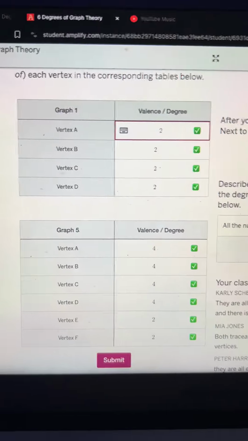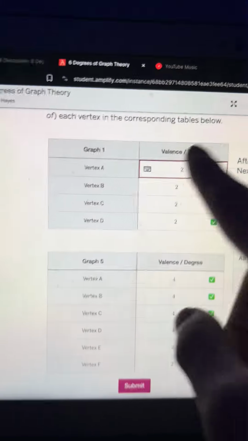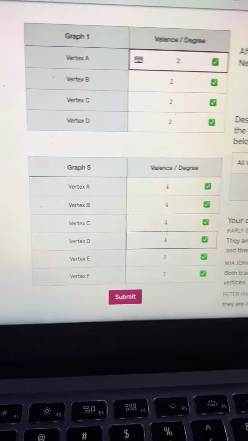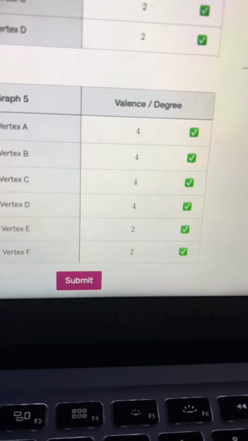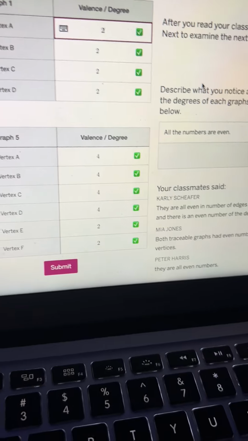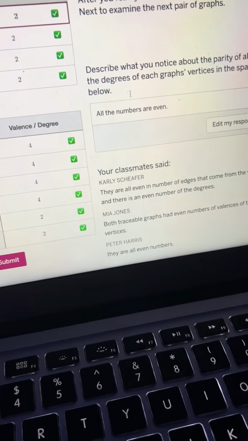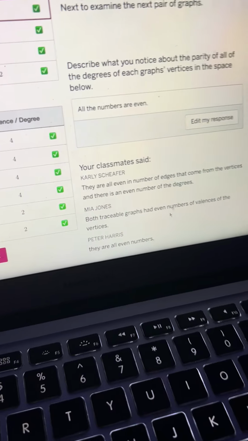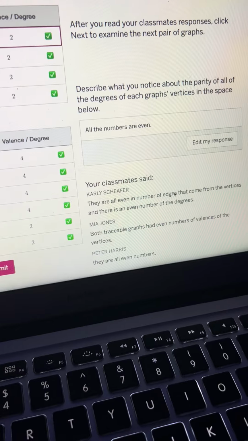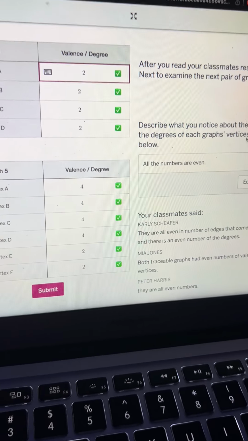And then what I noticed about that was that all of these are the same and they're all even. And that is also the same for graph 5 here. All of these are even, and that correlates with what other classmates have said. They are all even numbers. They are all even in number of edges. Yes, they are all even.